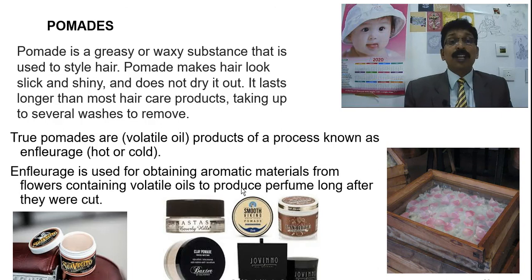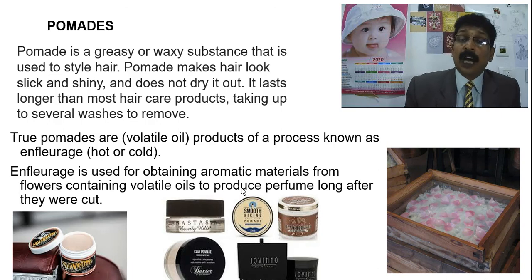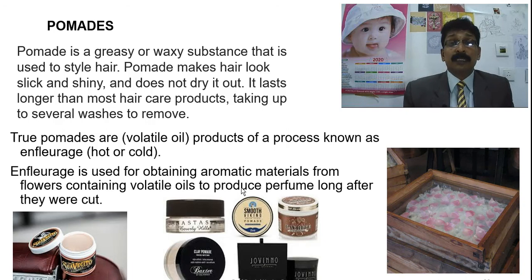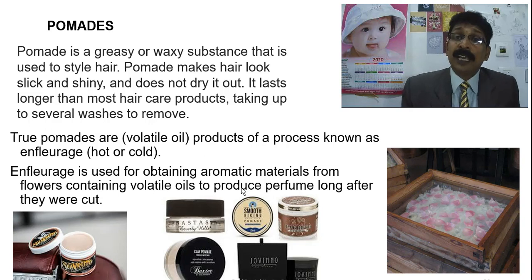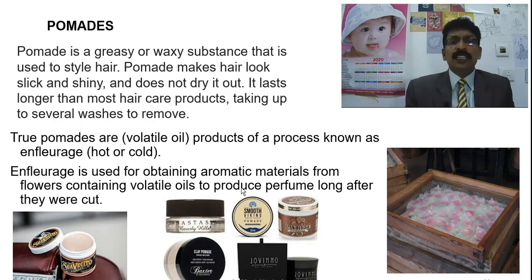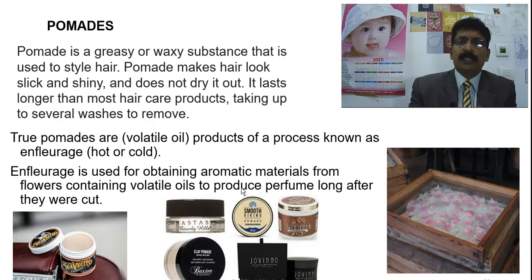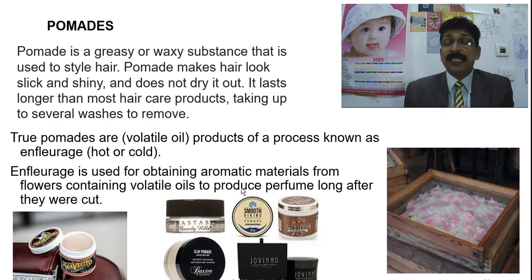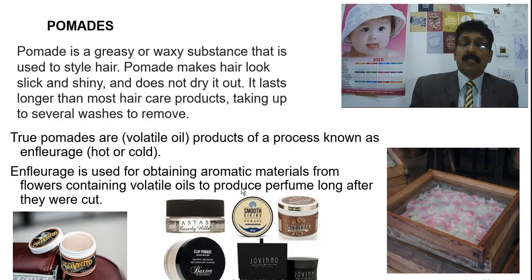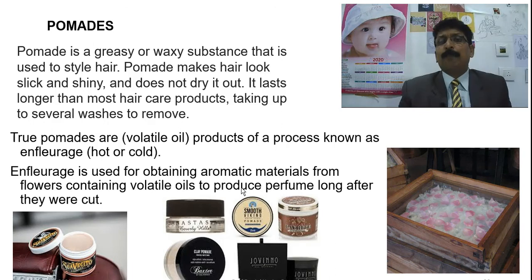And enfleurage is used for obtaining aromatic materials from flowers containing volatile oil to produce perfume after they were cut. So you see some of the pictures which I have given. There is one pink color which is also a hair pomade, and there is some smoothing hair, not only hair, even face pack. There are many pomades available, with just a picture. And you see a picture which I have shown below on my screen.